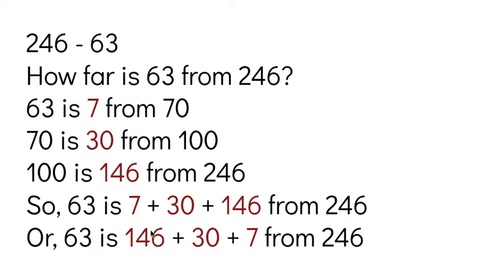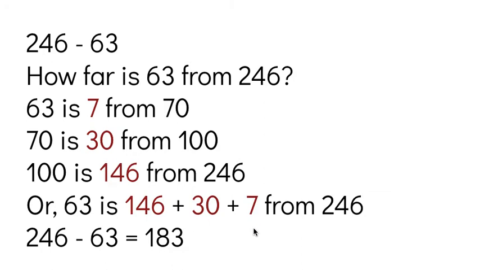So 146 plus 30, using counting up strategy, I'm at 146. I'm going to count up 3 tens, 156, 166, 176. And then I'm going to count up 7 more from there. 177, 178, 179, 180, 181, 182, 183. And you can't see me, but I used my fingers to count that distance. So 246 minus 63 is 183.